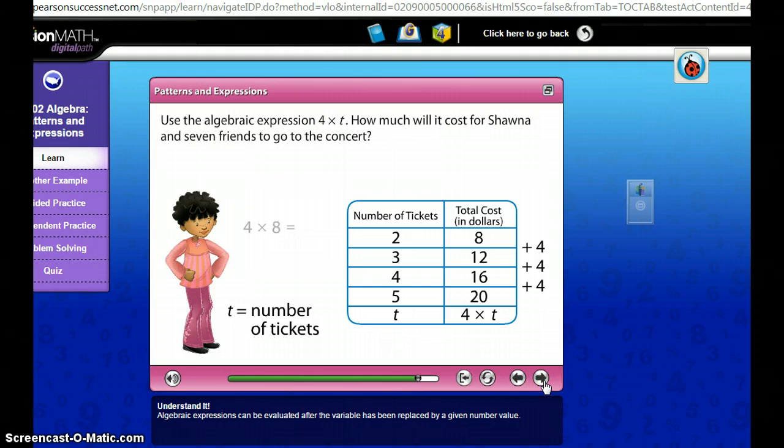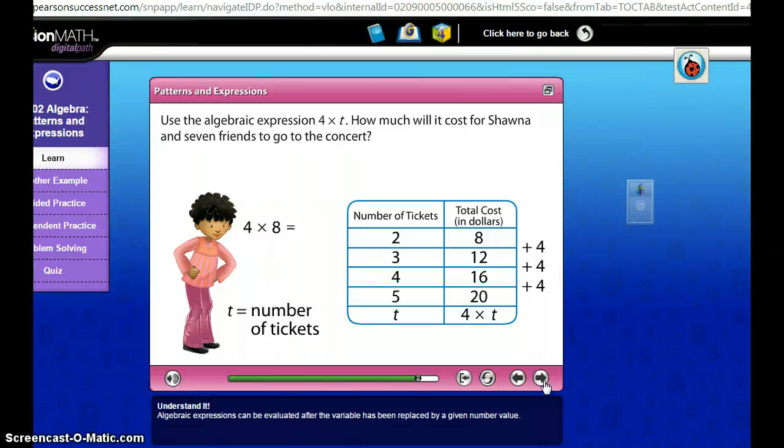The variable T represents the number of tickets Shauna buys. Use the algebraic expression 4 times T. How much will it cost for Shauna and 7 friends to go to the concert? Okay, for Shauna and 7 friends, so that would be 8 people total, including her, 7 friends plus her. So 4 times 8 is? $32. It would cost $32.